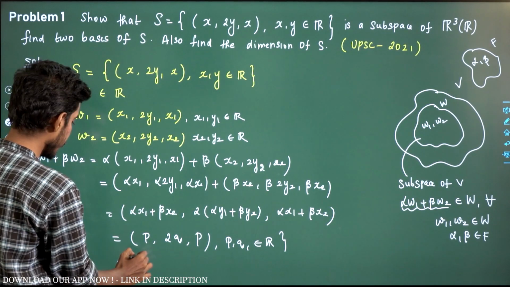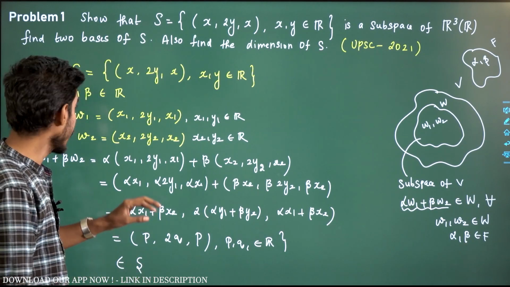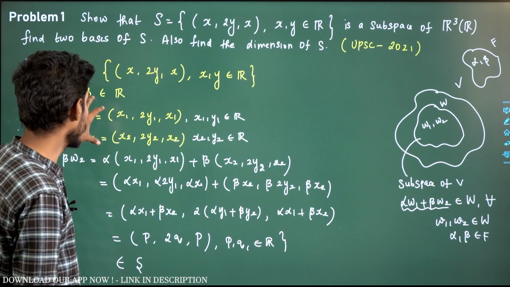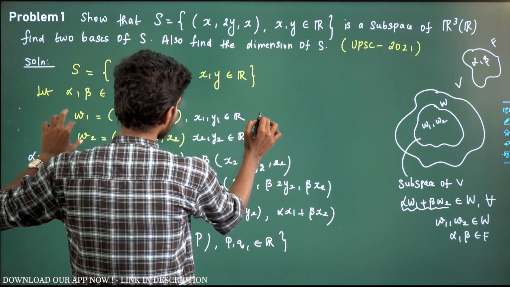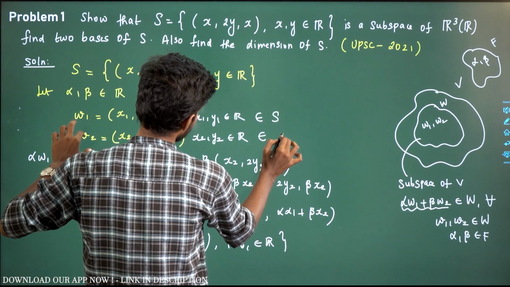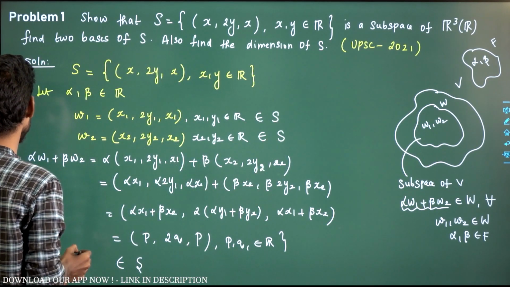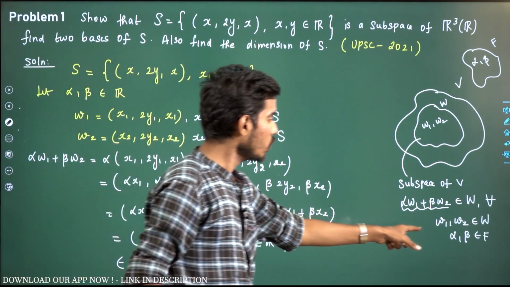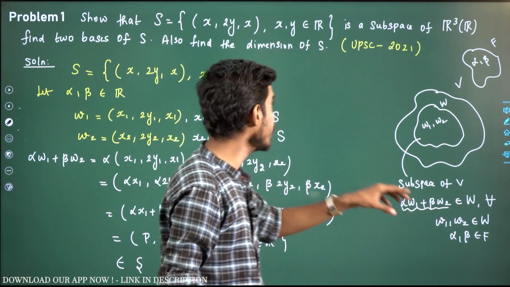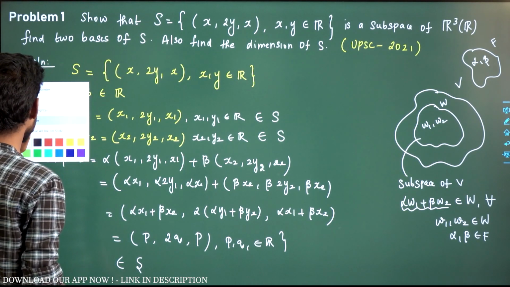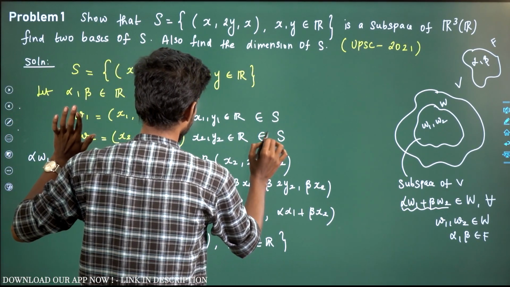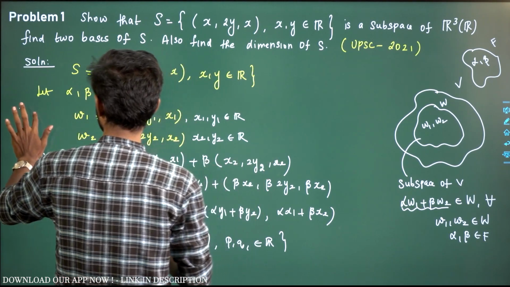So this belongs to the set S. Therefore, I have taken W1 and W2, so I have taken two elements. Let us take these two elements to be in the set S, both W1 and W2. So I am taking two elements W1, W2 from the subset. Here the subset is S.